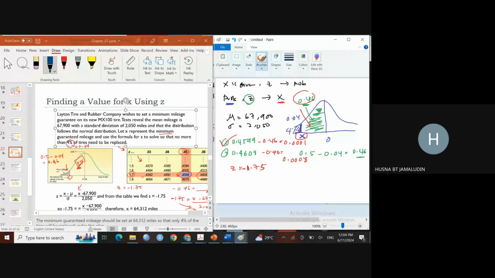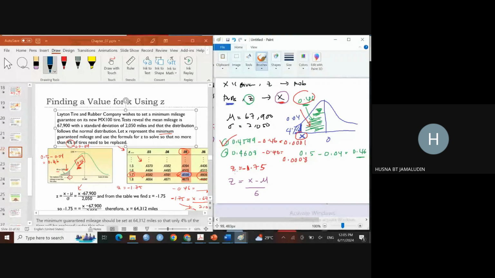Now, when you have recognized that it should be negative, I put negative, then you can apply the z formula. Still remember the z formula? That's why I mentioned to you, you have to remember z by heart. Z equals x minus mu over sigma. You know your z value, so you take your z value to compute your x.